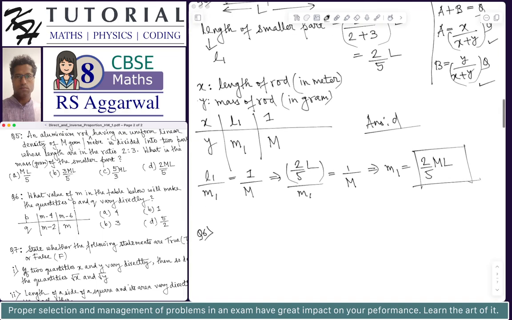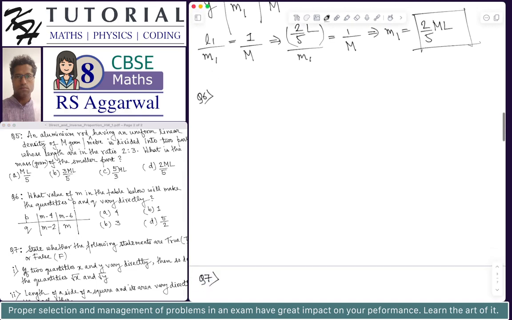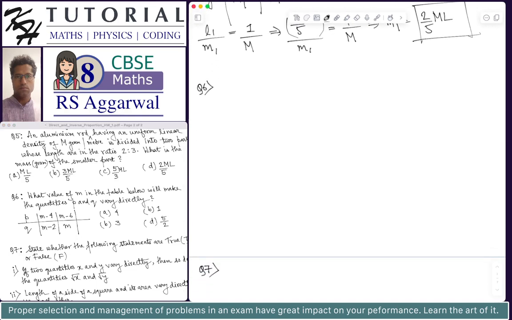Question number 6 is asking what value of m, small m, in the table below will make the quantities P and Q vary directly. Now we will apply directly the concept that the ratio of the corresponding values is a constant. So from the given table, we must have (m minus 4) divided by (m minus 2) equal to (m minus 6) divided by m.